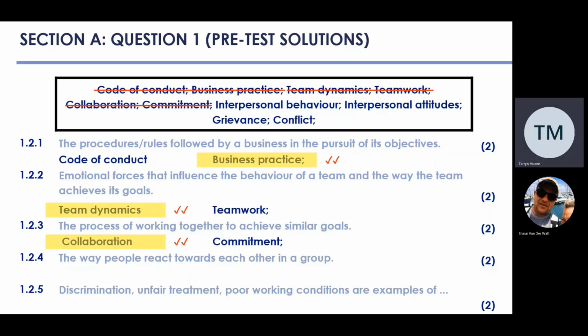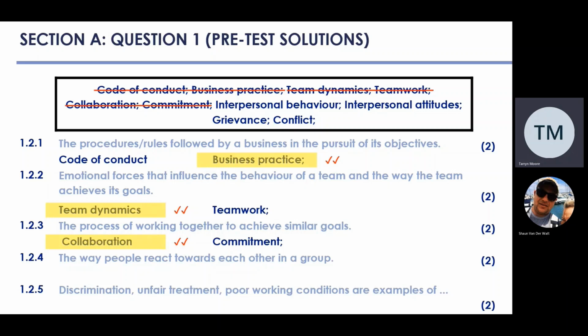Cancel the two C's. So now we're left with 4 answers. And now we're looking at 1.2.4. The way people react towards each other in a group. Now, let's be honest here. We need to look at what happens in everyday life. You are in a classroom, you're on the playground, and you see people interacting with each other in your various groups.